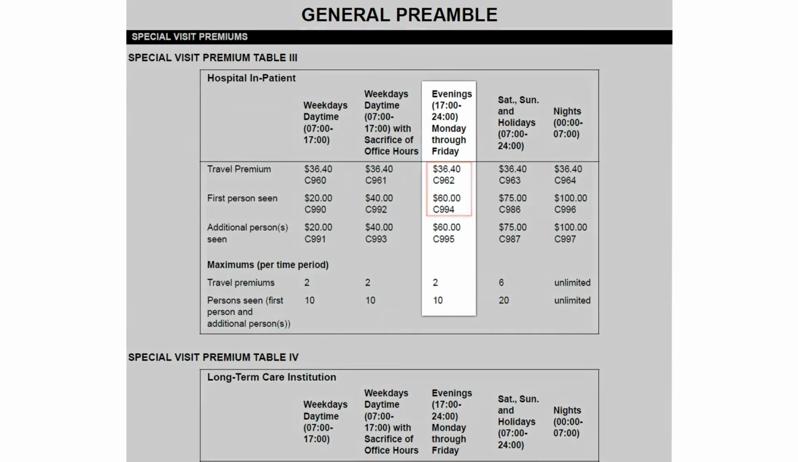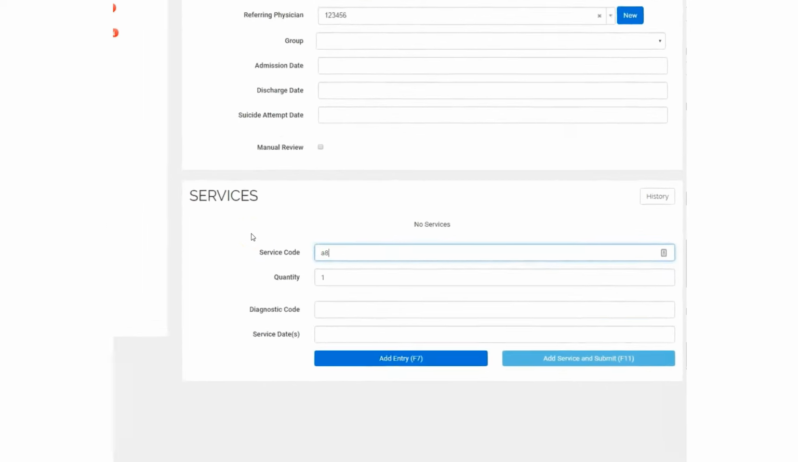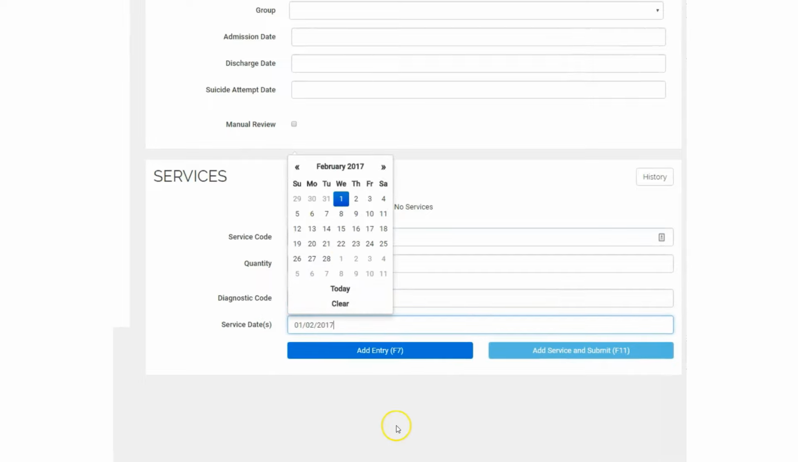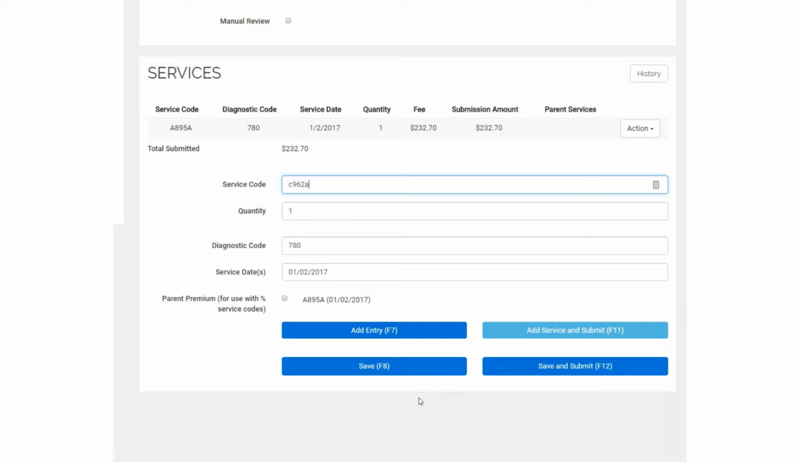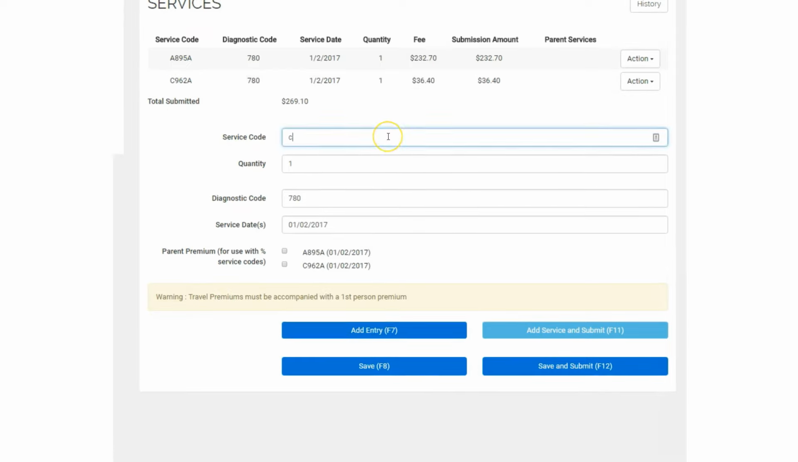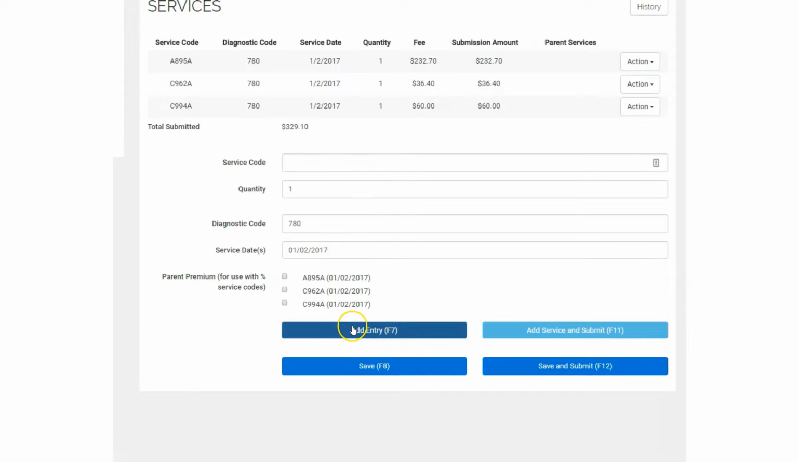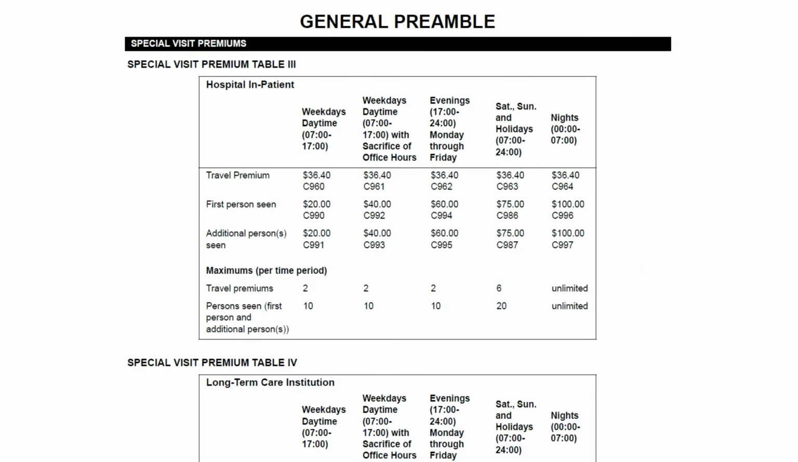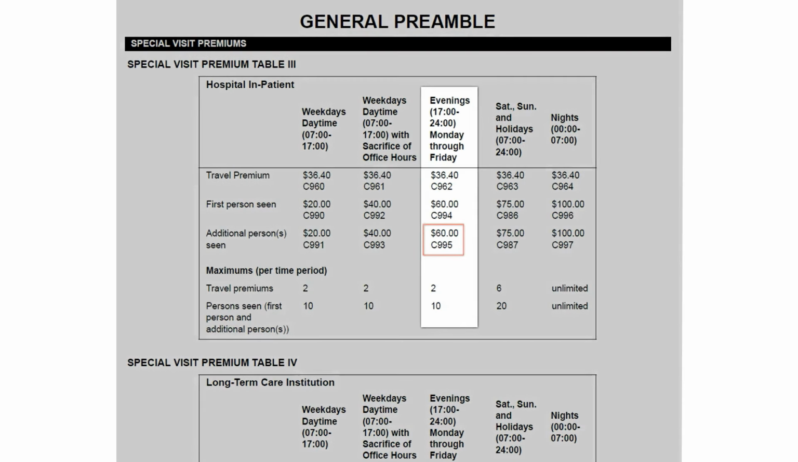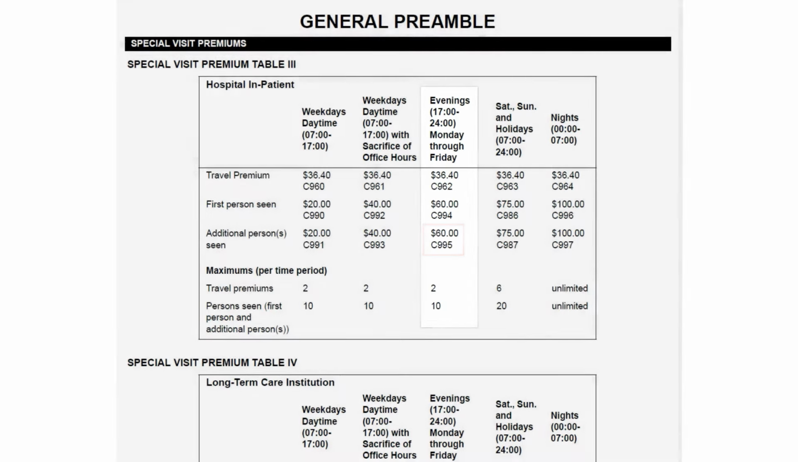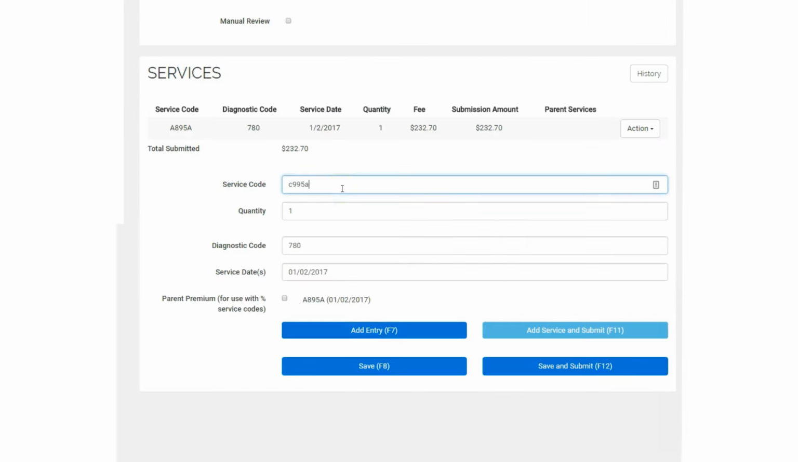For example, you need to travel to the hospital to see an inpatient on a weeknight. You can bill A895 Consultation with Special Visit Premiums, C962 Travel Premium for Inpatients, and C994 First Person Seen Premium for Inpatients. After seeing the previous patient, for any subsequent patients, you can bill A895 and C995 Additional Person Seen Premium for Inpatients.